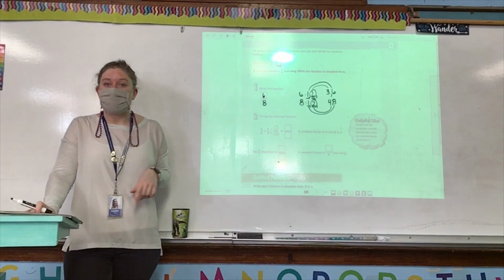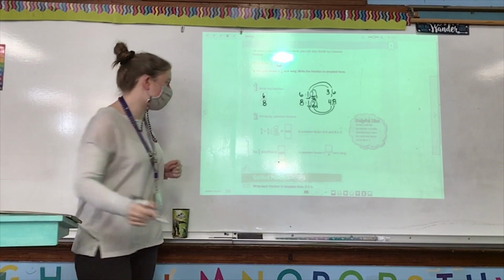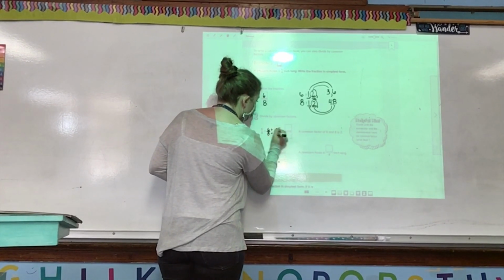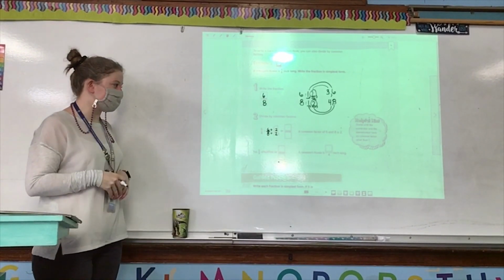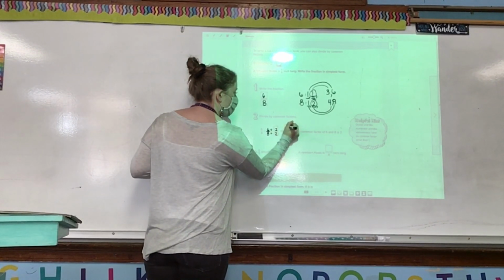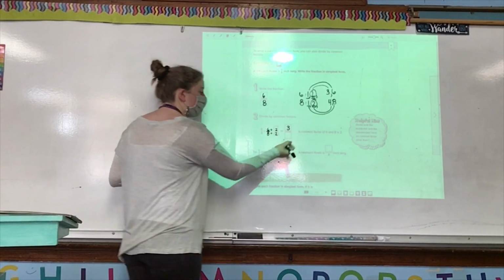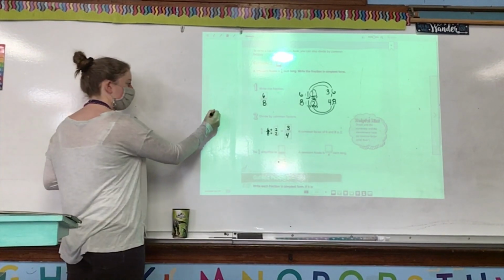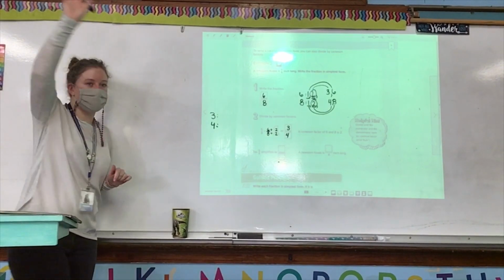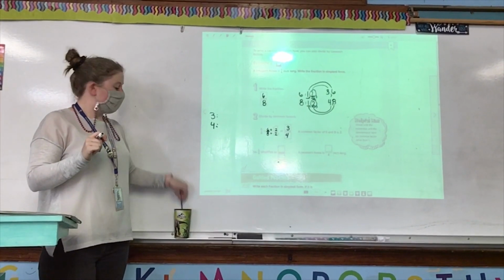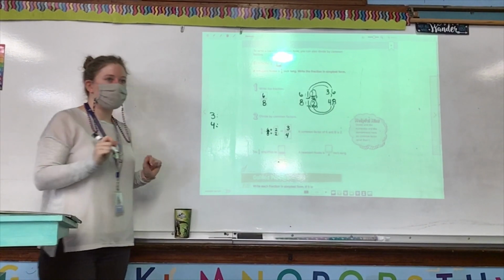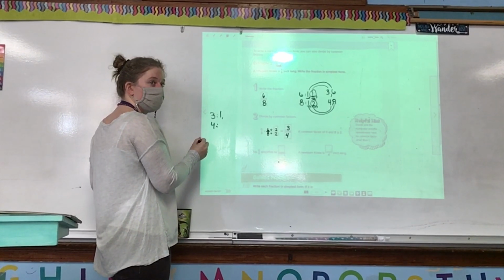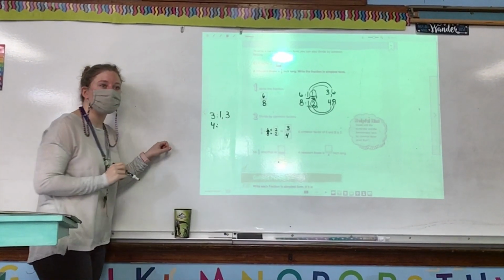Now that we've found the greatest common factor, we can do the easy part. We're going to divide the numerator and the denominator each by 2. The numerator, 6 divided by 2 is 3. The denominator, 8 divided by 2 is 4. Now let's think of 3 and 4. Factors of 3. Actually, Aaron, factors of 3. Factors of 4.